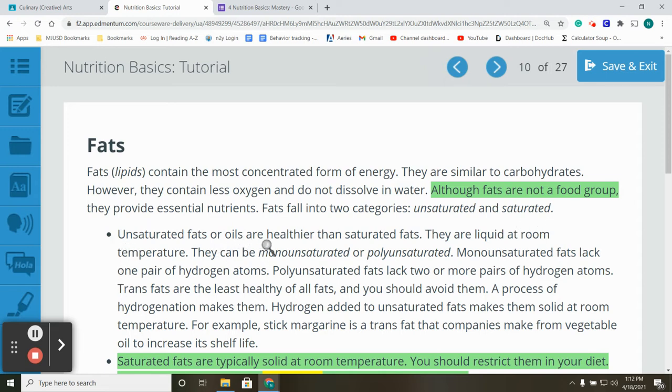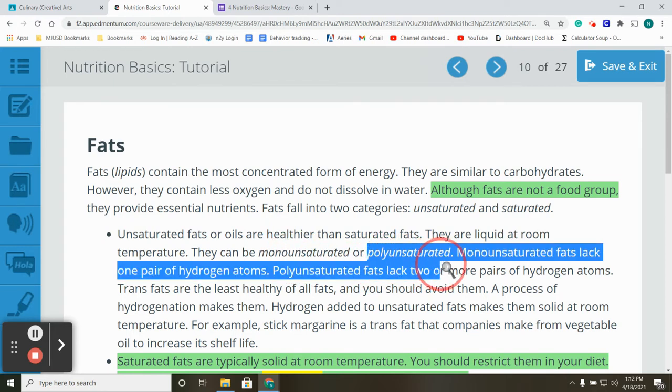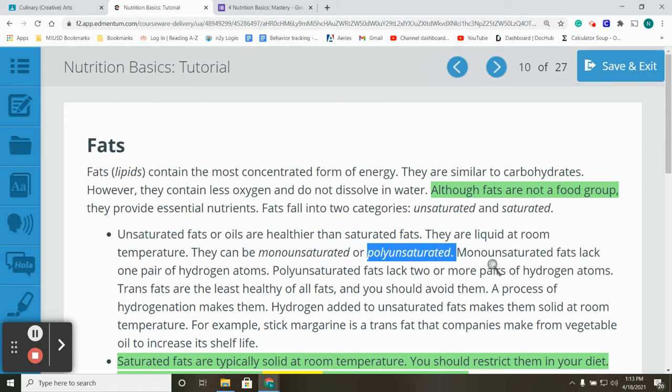Unsaturated fats or oils are healthier than saturated fats. They are liquid at room temperature. They can be monounsaturated or polyunsaturated. Monounsaturated fats lack one pair of hydrogen atoms. Polyunsaturated fats lack two or more pairs of hydrogen atoms.